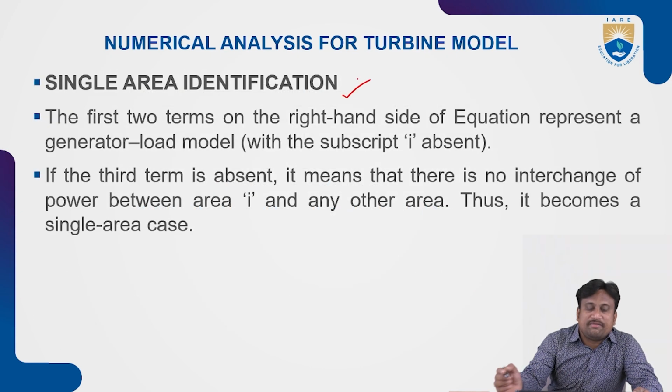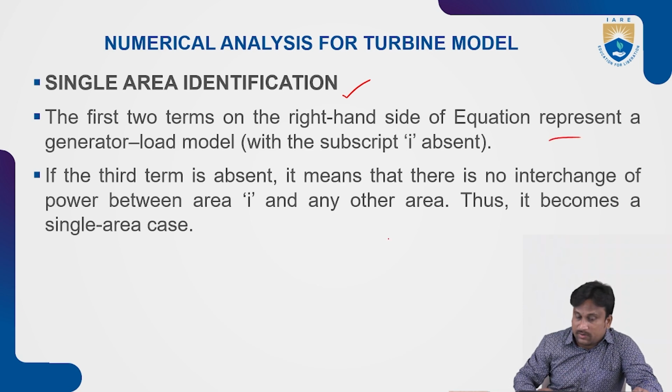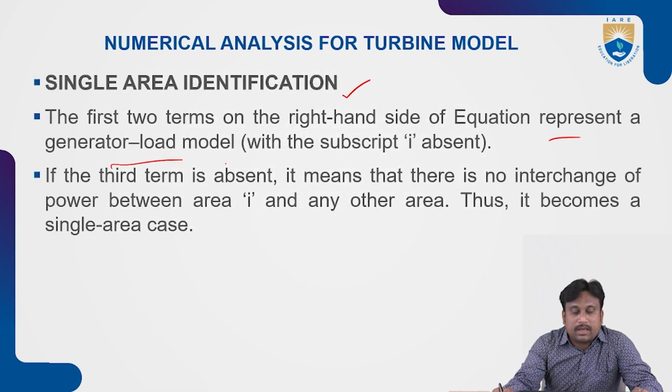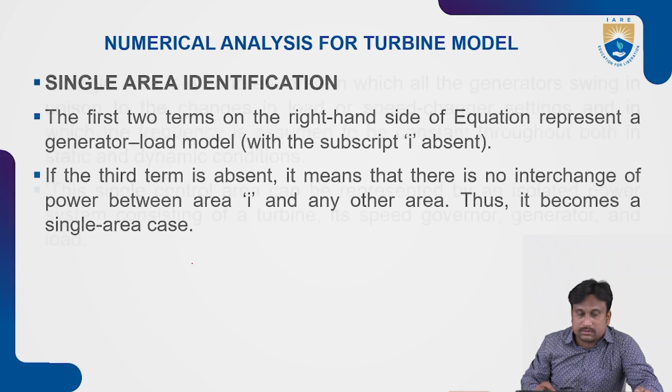Now if you identify the single area, what happens means whatever the first two terms on the right hand side of the expression we have seen here, that should be expressing a generator load model with the subscript I. If the third term is absent, it means that there is no interchange of the power between I area and any other area. So thus it becomes the single area case.